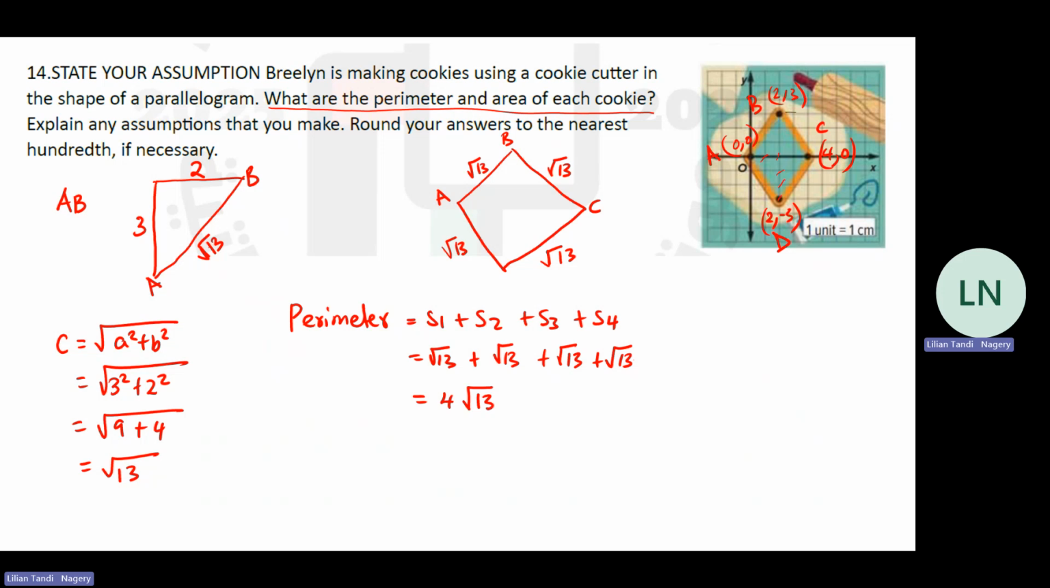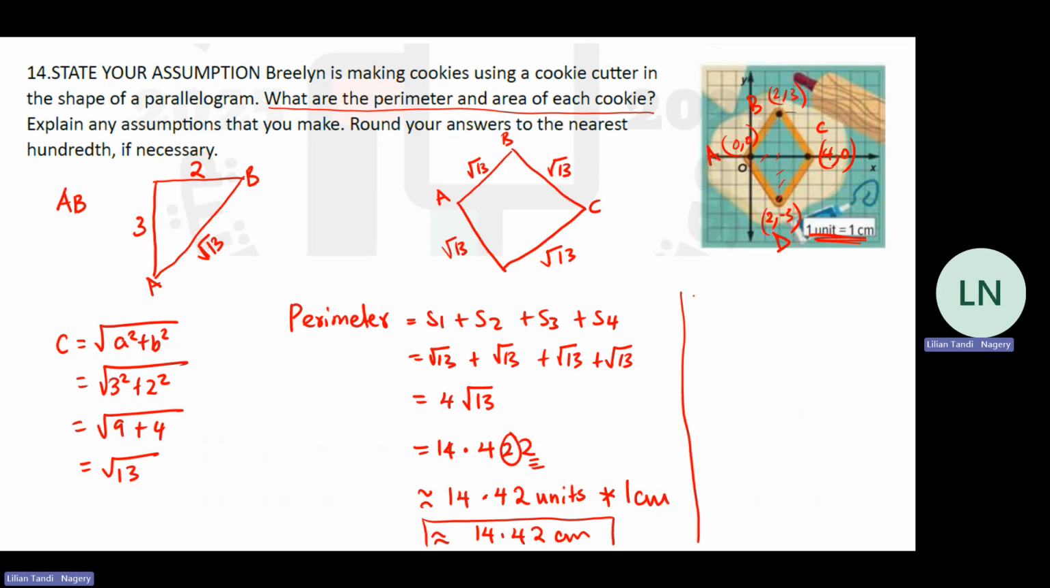And because I want my answer as a decimal, 4 times the square root of 13 becomes 14.422. Round to the nearest hundredth. Circle that, underline that. We are not adding. 14 and 42 units. And we've been told here 1 unit is 1 centimeter. So we multiply by 1 centimeter. So our answer is 14.42 centimeter. And we box our answer.